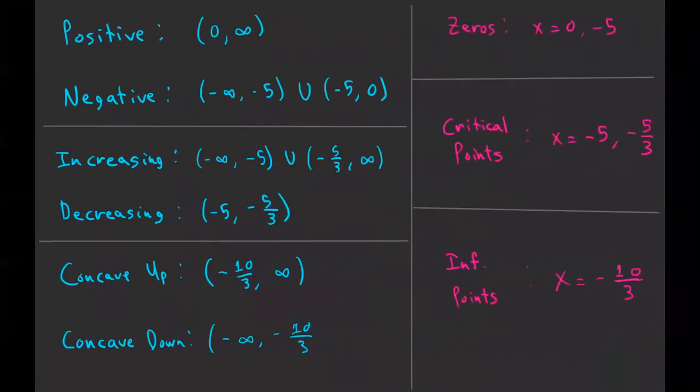We summarized this in just one slide right here, all the regions where we're positive, negative, increasing, decreasing, concave up, concave down. We've written our zeros, we've written our critical points, we've written our inflection points. We are almost ready to graph this. There's just one more step that we actually have to do. So that step is basically saying, hey, we've got all these important points right here. What I want to do is find the y values that correspond to each of those points.